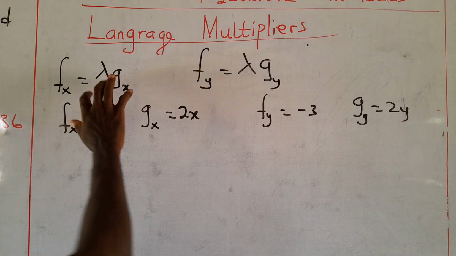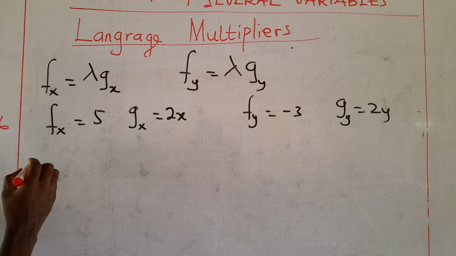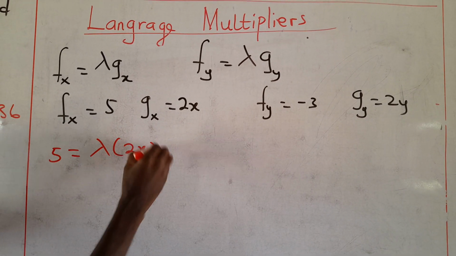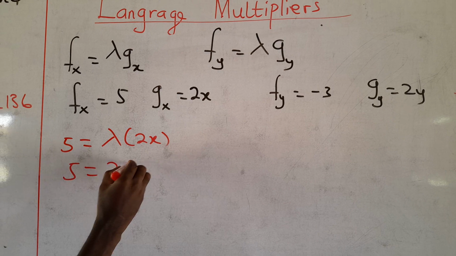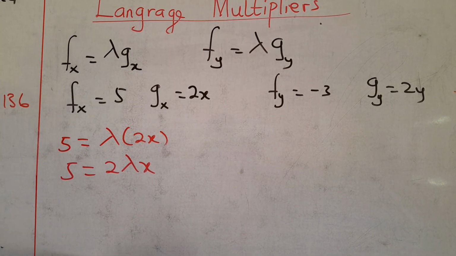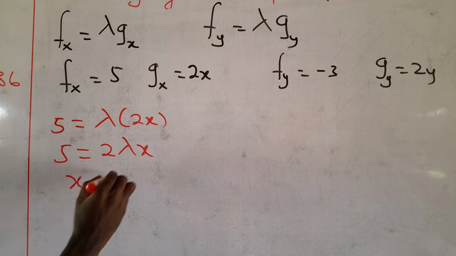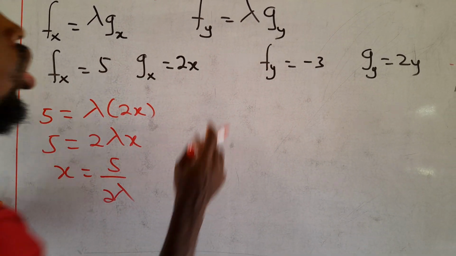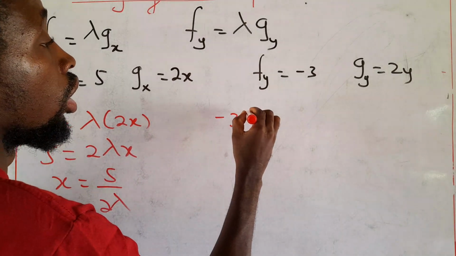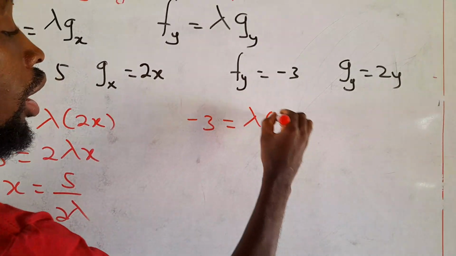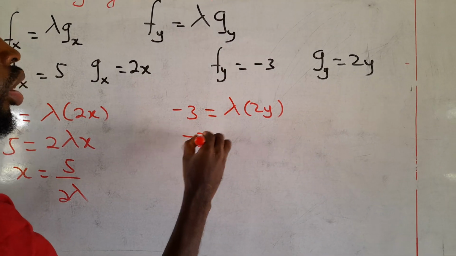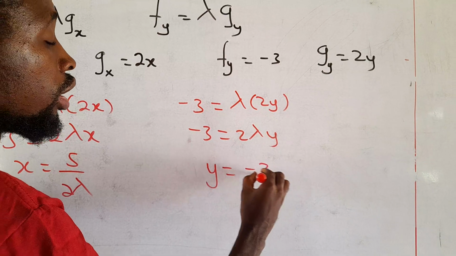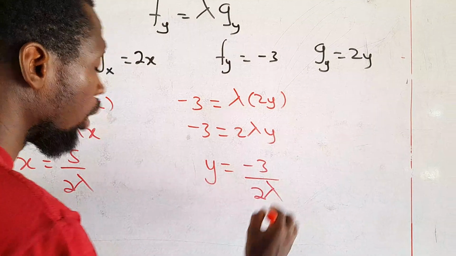So when we substitute that into our equation, we will say 5 will be equal to lambda times 2x. You can have 5 is equal to 2 lambda x. I'll make x the subject. x will be equal to 5 over 2 lambda. That's dividing both sides by 2 lambda. Also, negative 3 will be equal to lambda times 2y. Negative 3 will be equal to 2 lambda y. And our y will be equal to negative 3 over 2 lambda.